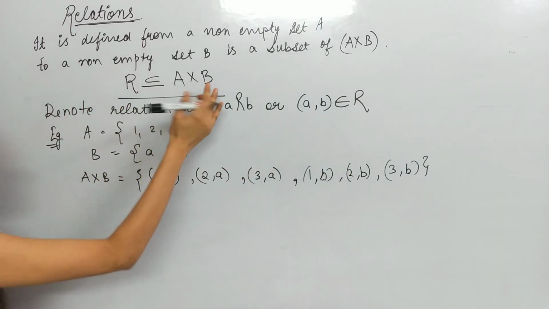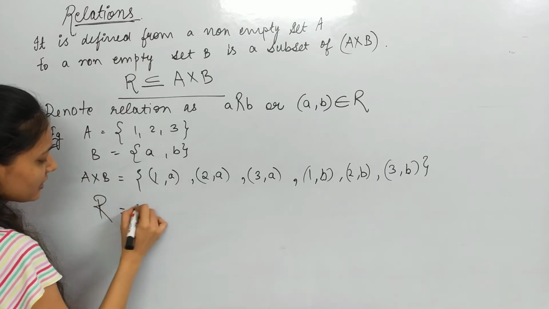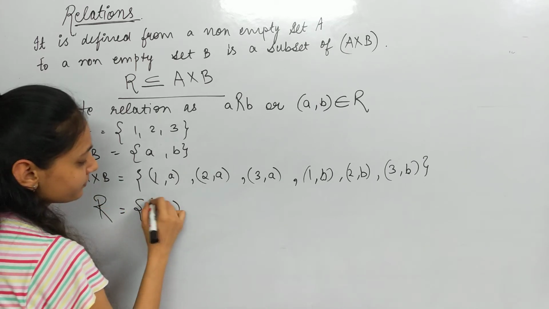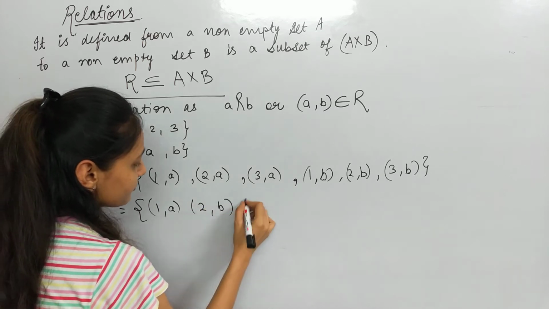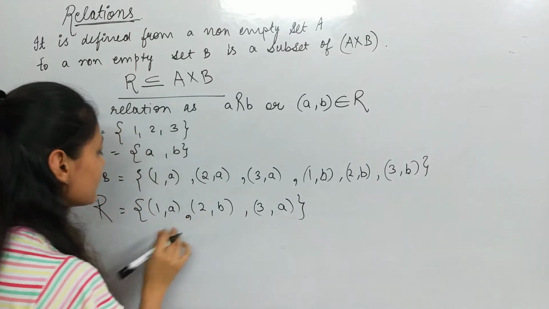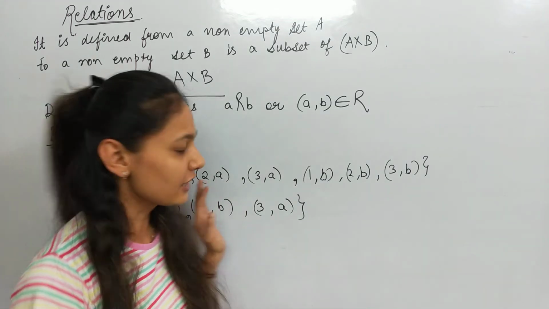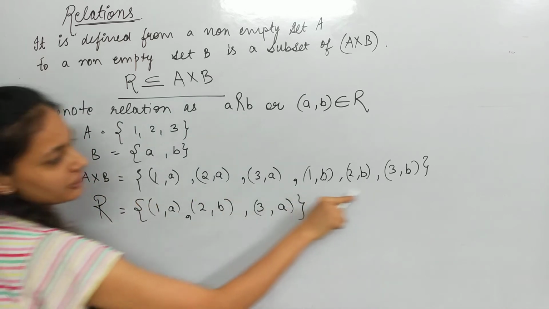So what is a relation? Relation is a subset of A cross B. So if I give you a set, a relation is a set, I give you this. If I give you this set, this is a relation. Relation is any subset of the Cartesian product. This can also be a relation.